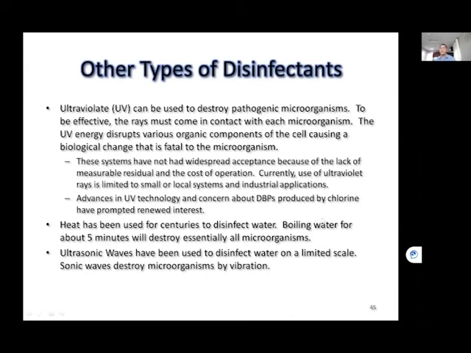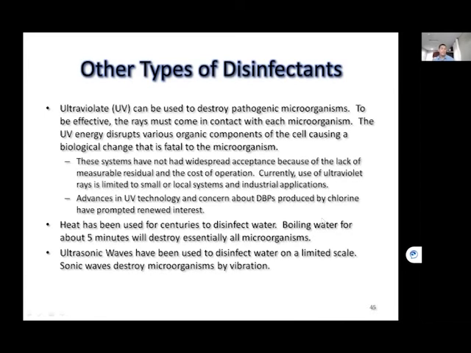Number one, there is no disinfection byproduct, and costs have been going down. As we begin to find more sources of water, maybe there's a wastewater treatment plant nearby, UV disinfection has become more ideal for some utilities. So another way to disinfect is heat.